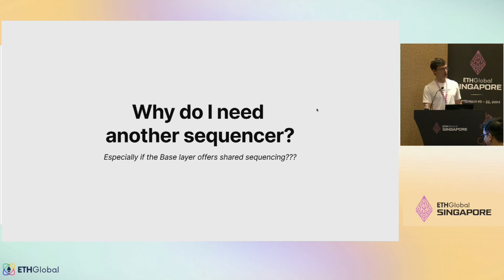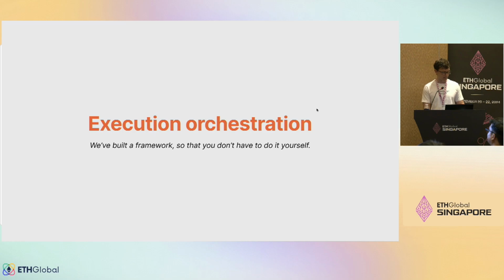Awesome. So now the question arises: if we have that verifiable compute and if the base layer offers shared sequencing, why do you need another sequencer? The reason for that is execution orchestration.